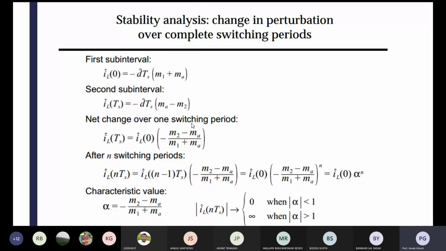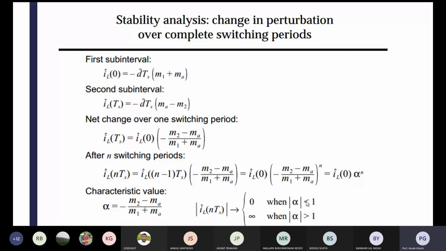The net change over one switching period is ILDS equal to IL0 times minus M2 minus MA divided by M1 plus MA. Finally, we get the equation in the form of alpha for the nth cycle, the nth switching instant. Alpha was previously M2 by M1, but now it is changed. Alpha equals minus M2 minus MA divided by M1 plus MA. So the alpha value has changed.